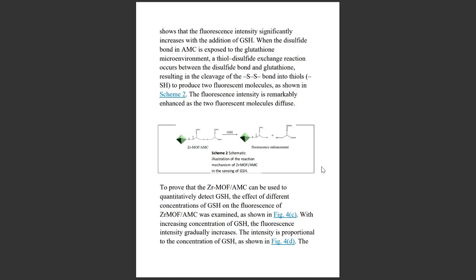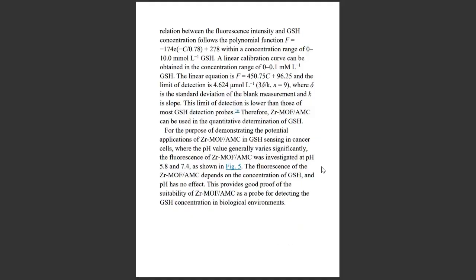With increasing concentration of GSH, the fluorescence intensity gradually increases, proportional to the concentration of GSH. The relation between fluorescence intensity and GSH concentration follows a polynomial function, F is equal to -74 E plus 273, within the concentration range of 0 to 10 millimoles per liter GSH. A linear calibration curve can be obtained in a concentration range of 0.01 mM to the minus 1.